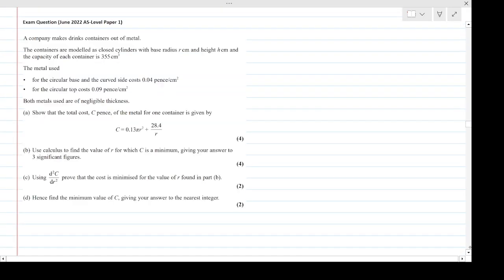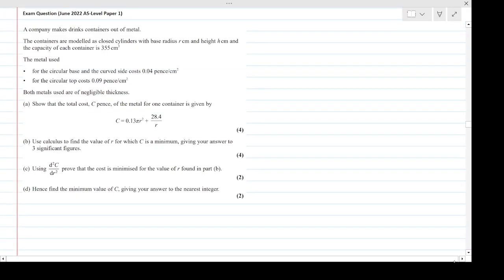Okay, so we got this question now, which is kind of reminiscent to one of the earlier examples. So we're told a company makes drinks containers out of metal. The containers are modelled as closed cylinders with base radius r and height h, and the capacity, which is volume basically, is 355 centimeters cubed. Hence its volume, right? Because it's centimeters cubed.